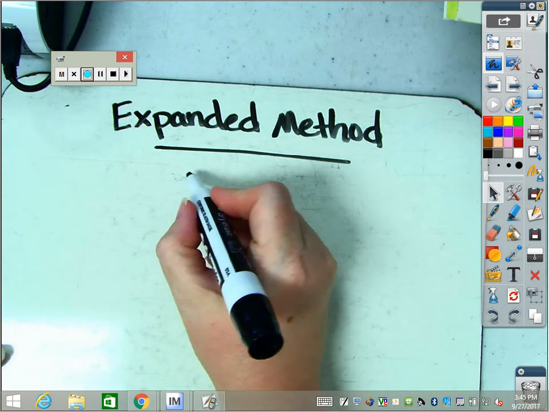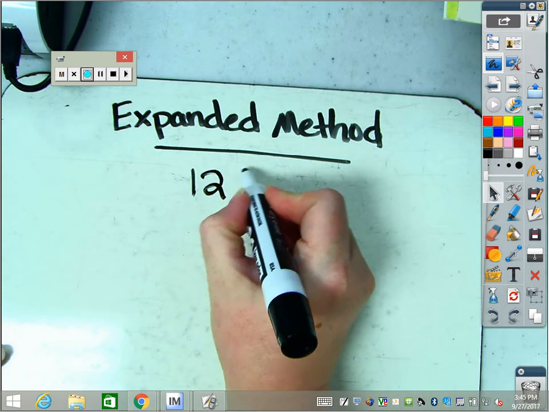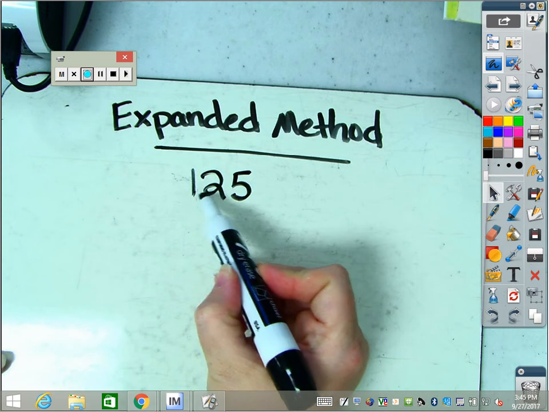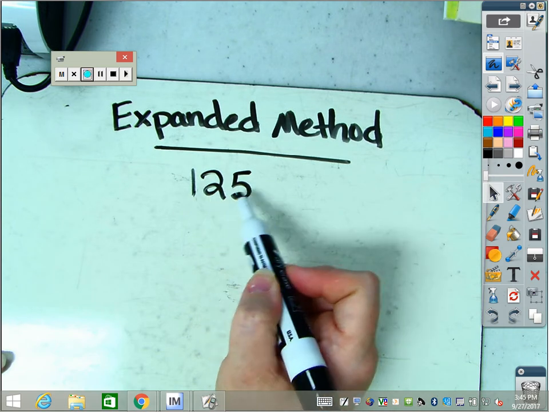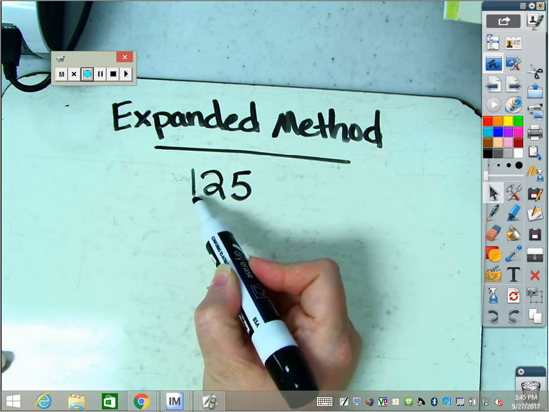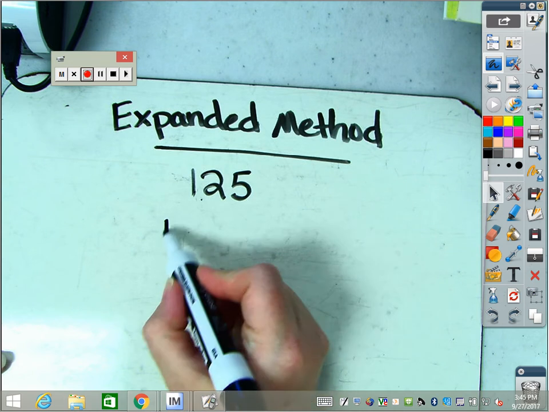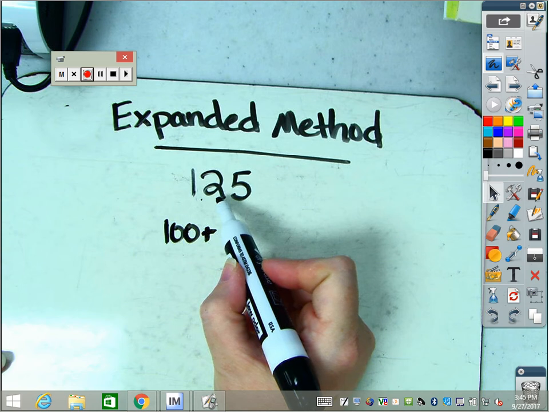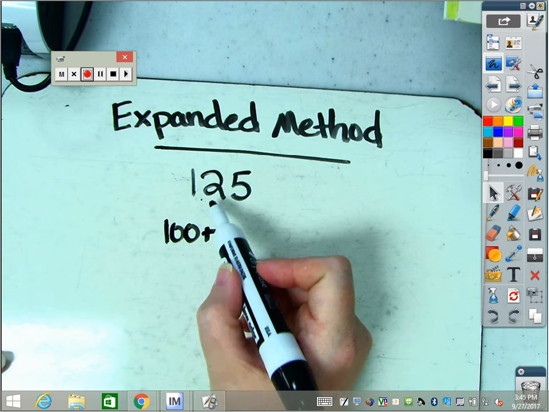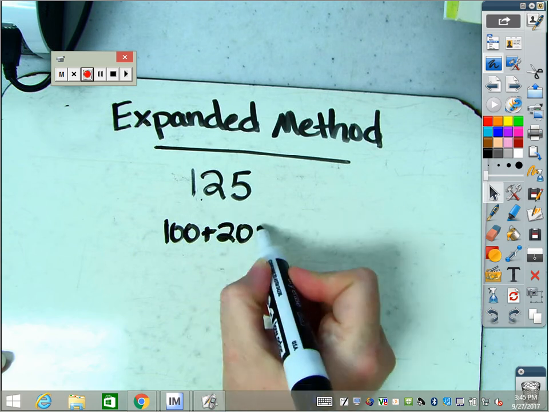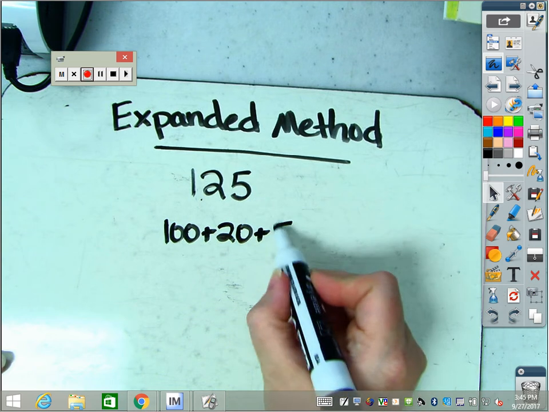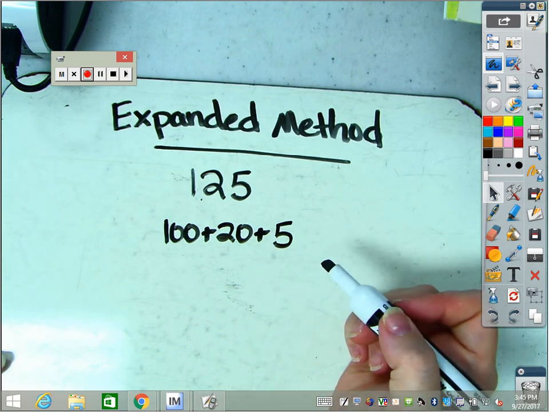So just to review real quick, if I wanted to write the number 125 in expanded form, I'm adding up the value of each of my places. So my hundreds place, I have a 1 in the hundreds place, so the value of that 1 is 100. And then I'm going to add on the value of my tens place. I have a 2 there, so the value is 20. And then I'm going to add the value of my ones place, which is 5. So that's how you write a number in expanded form.